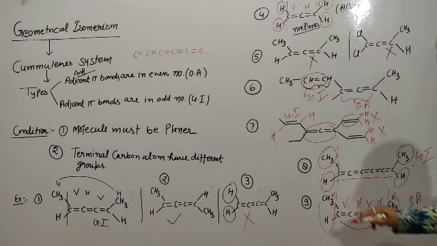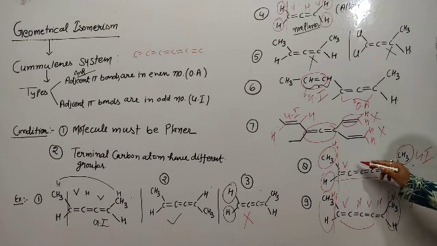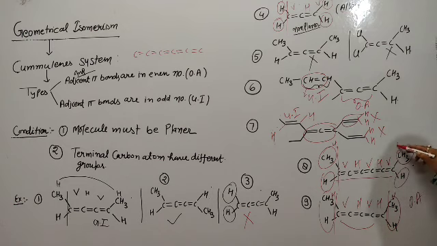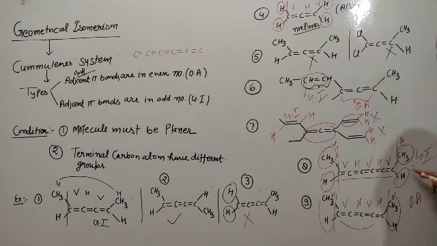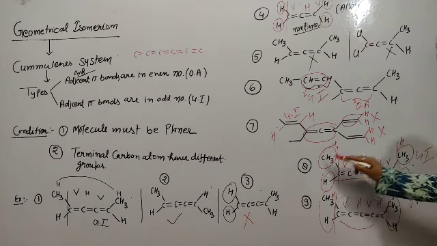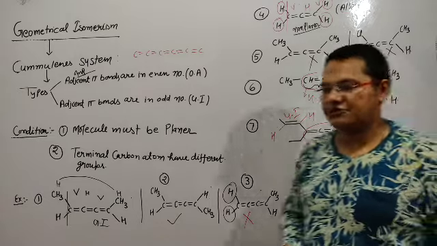Now here you can check, if this is horizontal, then this is vertical, next pi bond horizontal, vertical, horizontal, vertical, and here horizontal. You can check this horizontal and this horizontal. So this molecule is a planar molecule. That's why this molecule shows geometrical isomerism.